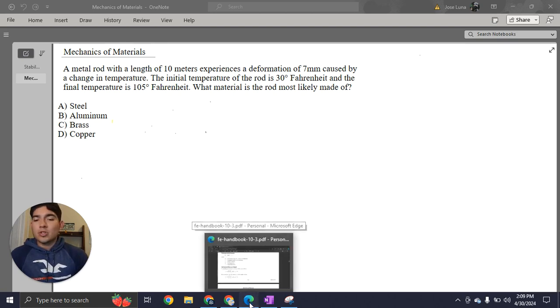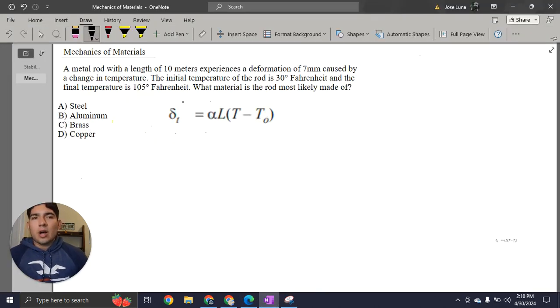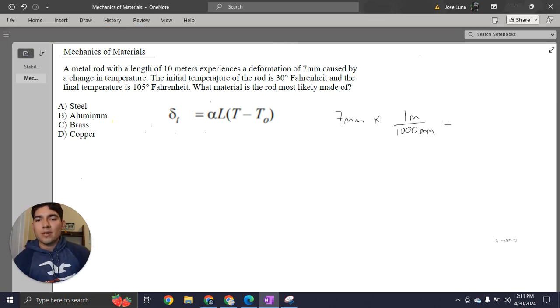So first thing we're going to do is go to our FE reference manual, and we're going to go to page 131. So here's page 131. We're going to grab our thermal deformation formula, as you can see there. Alright, so I went ahead and pasted the formula right here for us to solve it easier. This symbol right here is going to be the total thermal deformation. This is going to be the coefficient of thermal deformation for the metal. This is the length of the metal rod, and then this is just the initial temperature, and then this one is the final temperature.